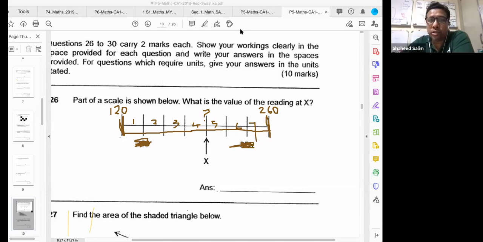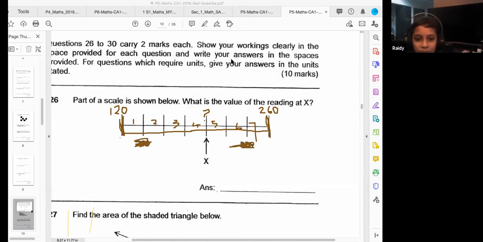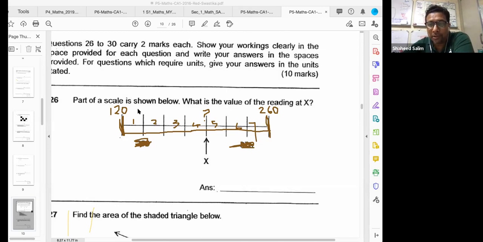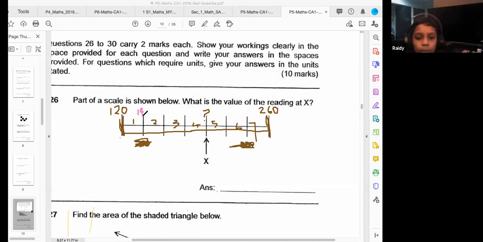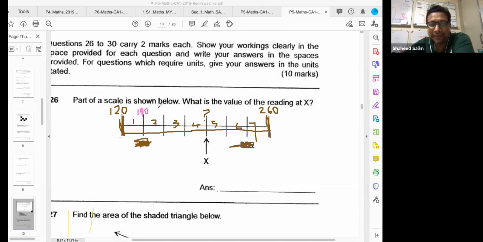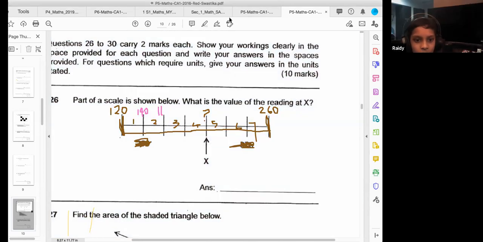All right, now we are going to do Sesame Street maths. Okay, boys and girls, let's count together. 120 plus 20. What do you get? 140. 140 plus 20. What do you get? 160.